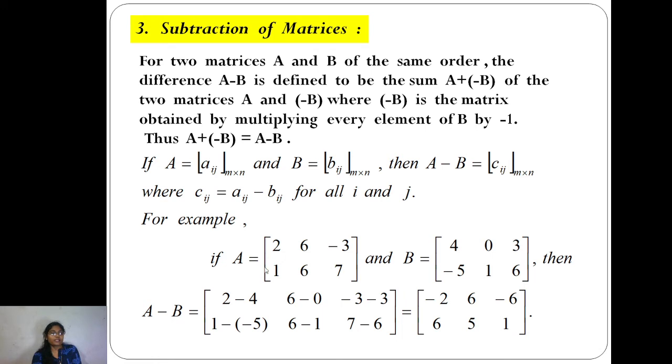For example, capital A equals this 2 by 3 matrix and B is a 2 by 3 matrix of the same order. Then A minus B, corresponding element টাকে আমরা subtract করব: 2 minus 4, 6 minus 0, minus 3 minus 3, that means minus 6, 1 minus of minus 5, that means 1 plus 5, 6 minus 1, 7 minus 6, that means minus 2, 6 minus 6, 6, 5, 1.